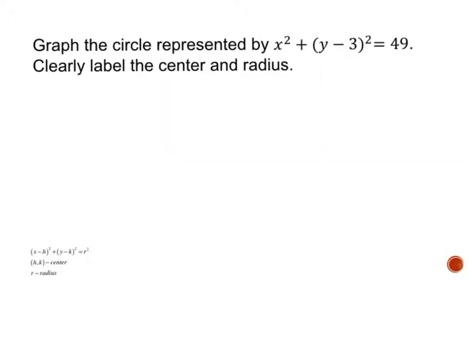In our final example here, it says to graph the circle represented by x squared plus y minus 3 squared is equal to 49, and clearly label the center and the radius like we've done in the past. If you have an idea of what you're doing, then hit pause and give it a try, and then hit play to see how you did. All right, so now let's begin this problem.